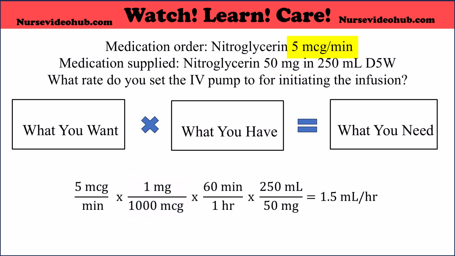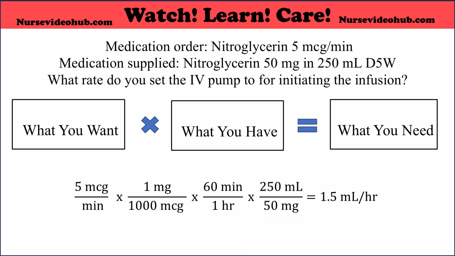To determine the IV pump rate, you need to convert from milligrams per minute to milligrams per hour. You need to convert the 5 micrograms per minute to hours. Add the conversion factor of 60 minutes over 1 hour to the equation. Then write the available medication in a fraction with the units set up so that they cancel out. 250 milliliters over 50 milligrams.